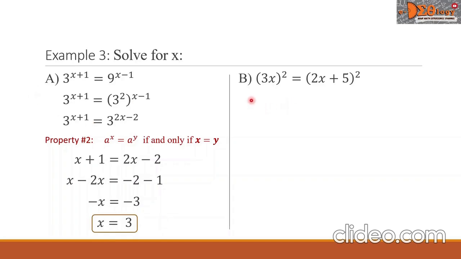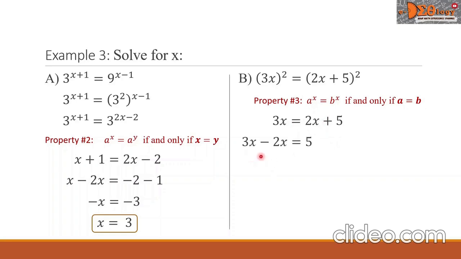What about problem B? 3x, that is squared, equals the square of 2x plus 5. We can see here that we have same exponents. So we can use property number 3. We say that if the exponents are the same, we can equate the bases. So we have 3x equals 2x plus 5. Let us solve now for x. This 2x we transpose to the left. So we have 3x minus 2x equals 5. Then the left side becomes x equals 5. This is the value of x.